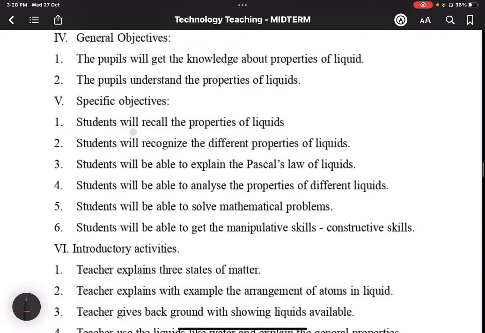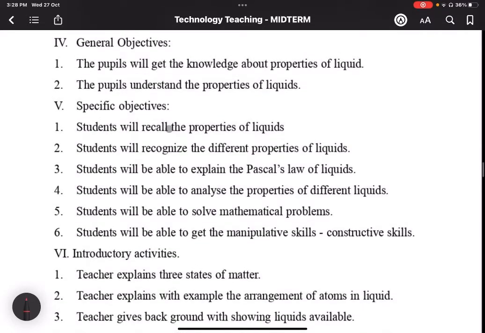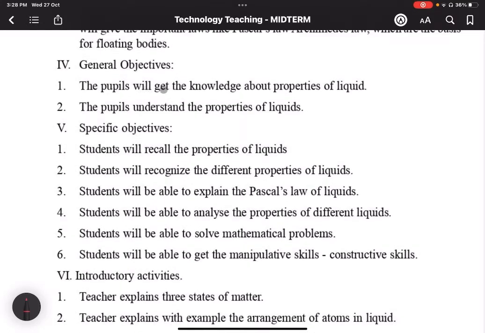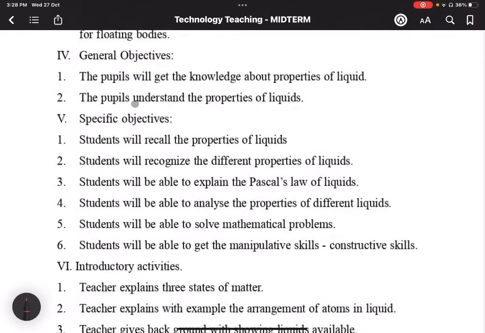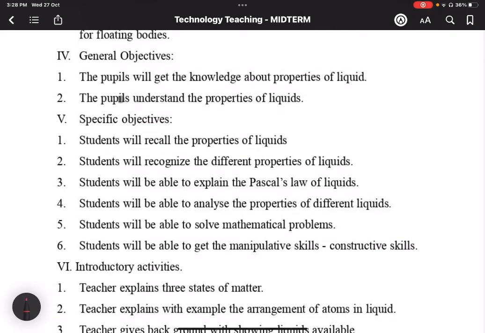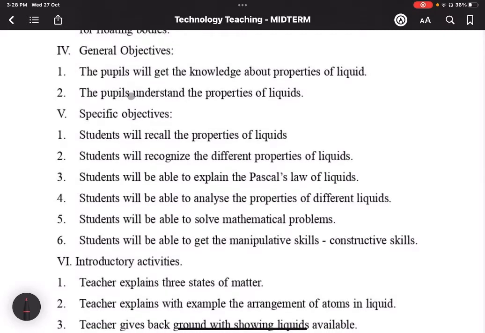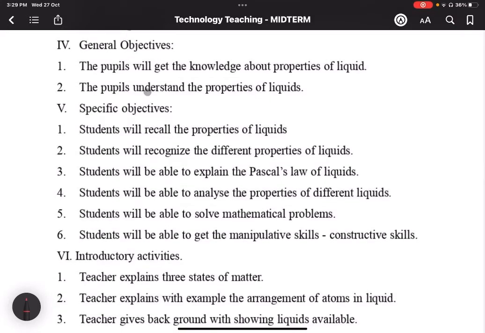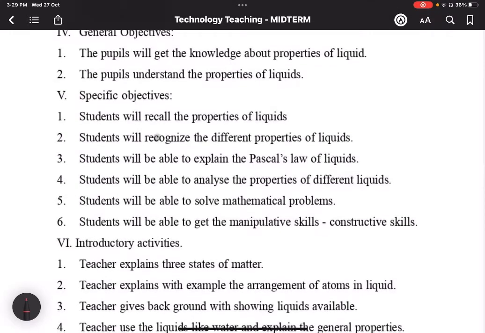Sa specific, meron na tayo mga specific verb, no? For example, recall. Ngayon, notice nyo dito yung wordings, di ba? You will get the knowledge, very general, di ba? Walang specific dyan. The pupil will understand. Okay? The pupils understand the properties of liquids. Okay? So, very general, no?